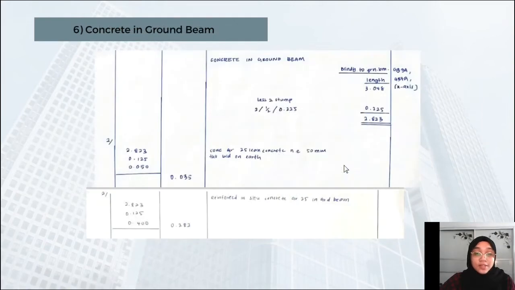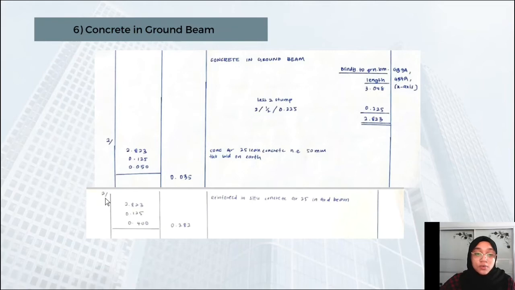Okay, the next one is concrete in ground beam. For the concrete in ground beam, we have to take the length, for this one I'm counting from the x-axis, which is the length 3.048, and then we have to minus the stump 2 because it is from the left and right side, and then half of the stump. So we got this one, and then we have to times 2 because we have 2 beams, and then this is the length times the width, which is 0.125, and then we have to times the length of concrete. You got this one. For this one, we're using concrete grade 25.